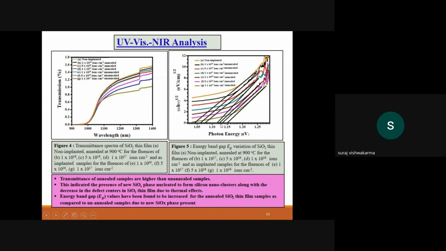Then we can see there is a slight change from the unannealed to annealed samples. The slight change is not very much, but somehow it is changing. And if we go on improving the sample quality, the number of ions and the temperature, then definitely there is evidence that we get better and better band gap results.